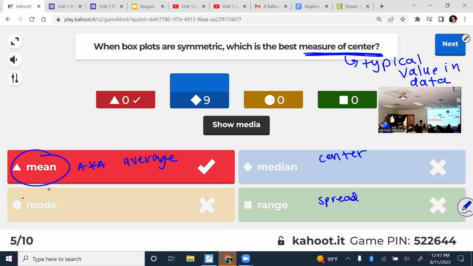When box plots are symmetric, here's an example of one that is mostly symmetric. You see how the whiskers are pretty even in length, the median is toward the middle of the box. So for the most part, this would be an example of a symmetric box plot. So the best measure of center would be the average. If it's not symmetric is what we'll actually look at in the next problem. Questions, comments, concerns?